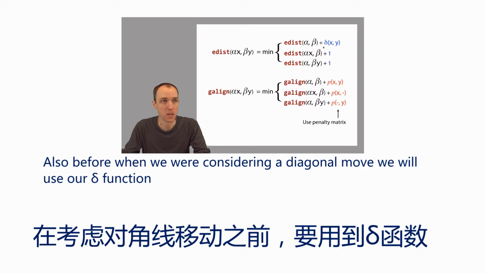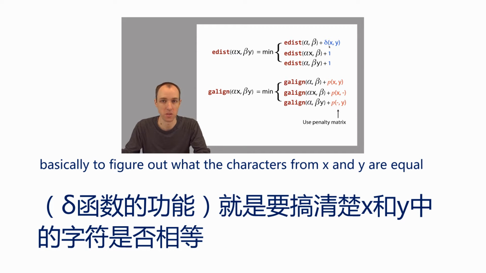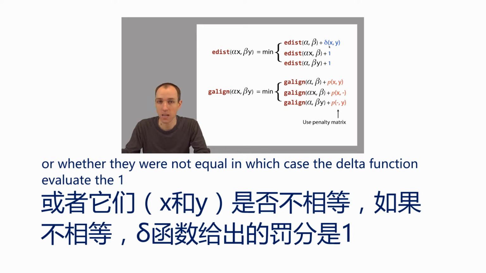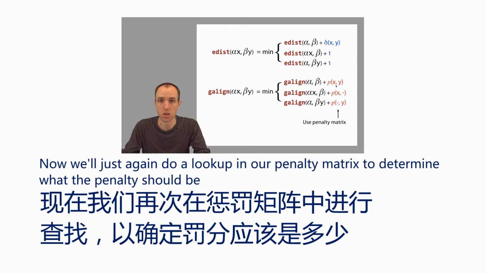Also, before, when we were considering a diagonal move, we would use our delta function, basically to figure out whether the characters from x and y were equal, in which case the delta function evaluates to 0, or whether they were not equal, in which case the delta function evaluates to 1. Now we'll just, again, do a lookup in our penalty matrix to determine what the penalty should be.